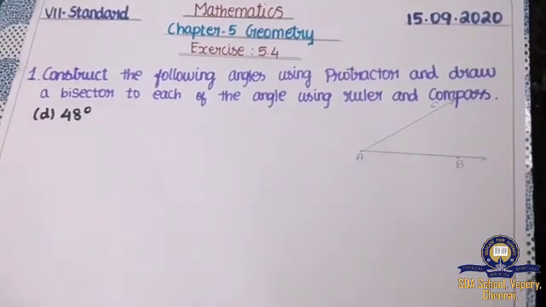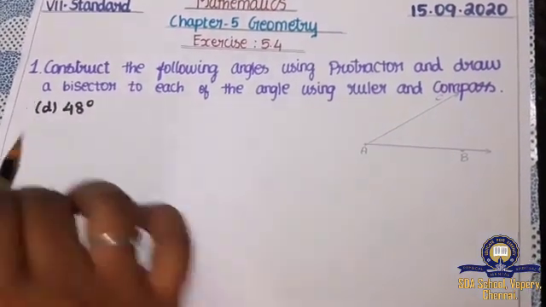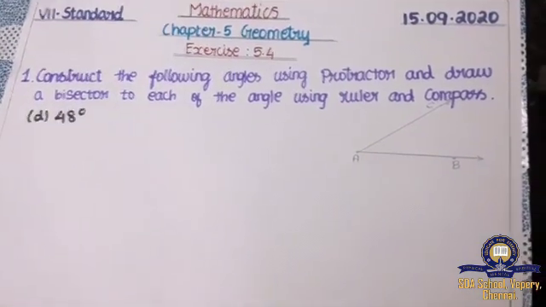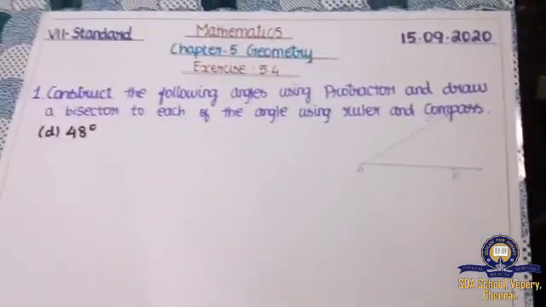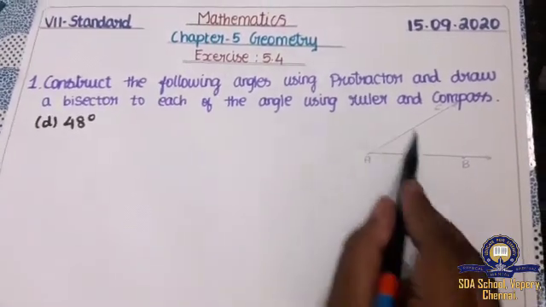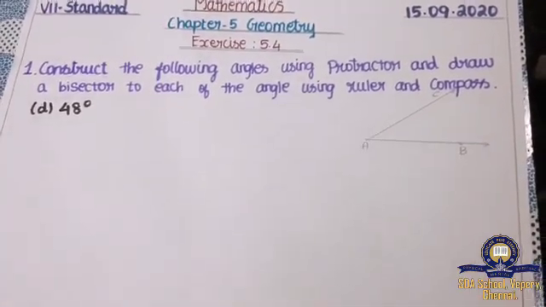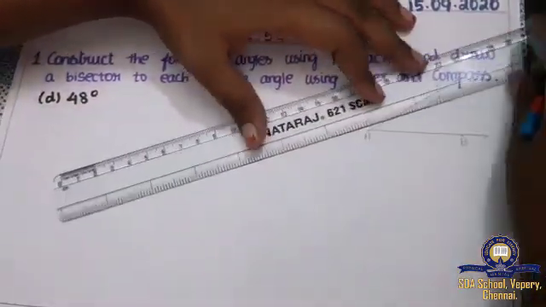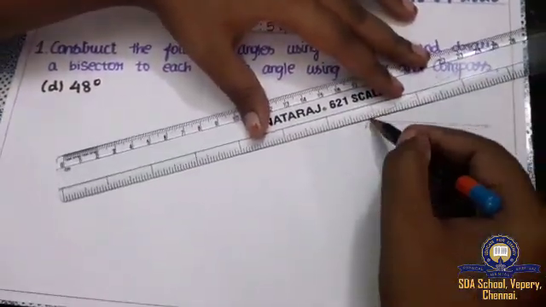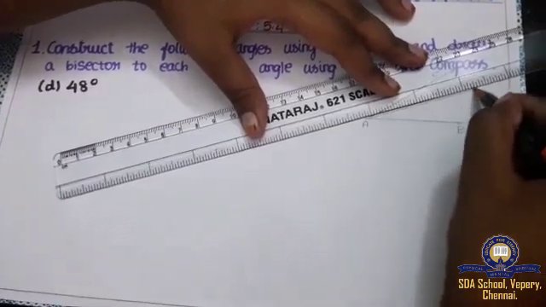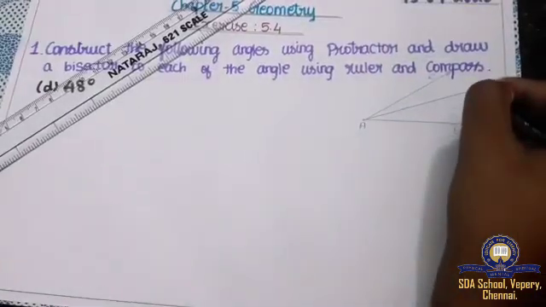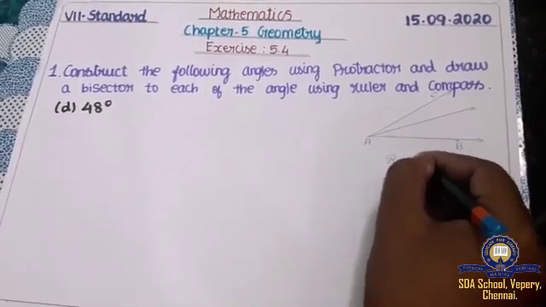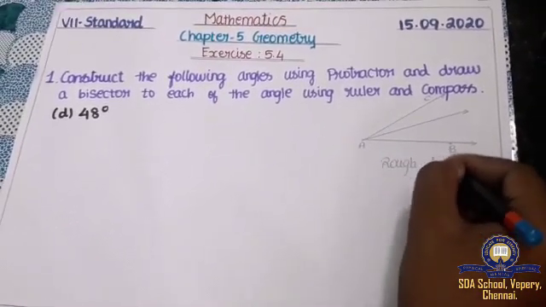Now, what do we need to draw here? We need to draw a bisector to the angle. So what is meant by angle bisector? Angle bisector means it divides the angle into two equal angles. So draw the line which divides the angle into two equal angles. This is our rough diagram.